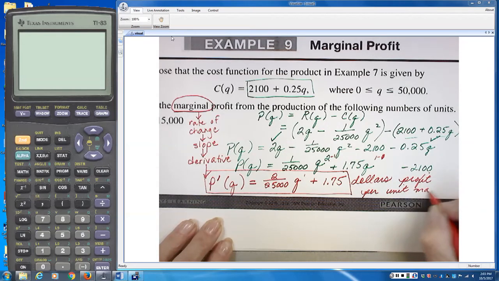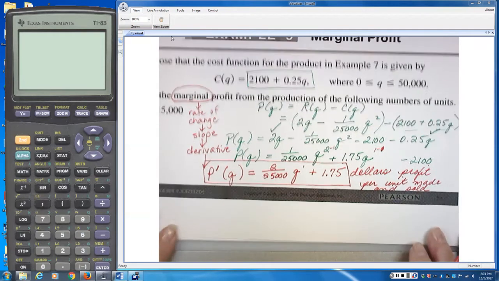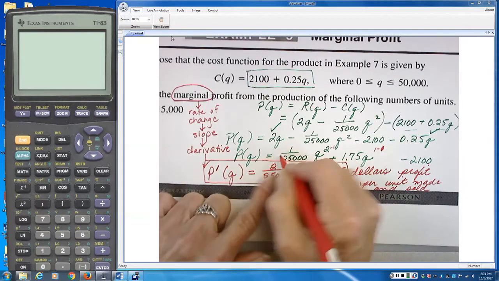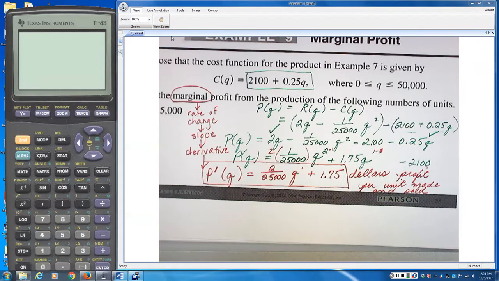Can you repeat how it's doing that? Because you bring your 2 down in front. Okay. And when you multiply 2 times 1 over 25,000, it's going to be 2 over 25,000.